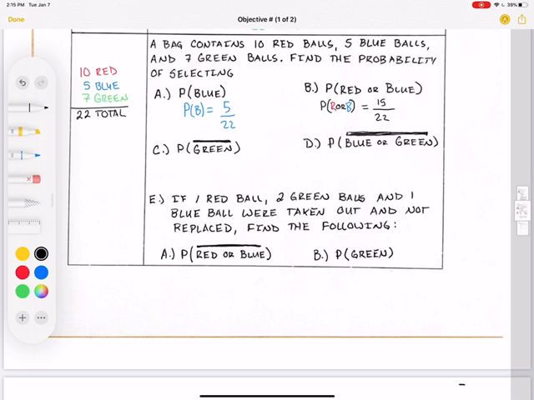The probability that it's not green. Not green. What did we just find? Things that are not green. We literally just found it in example B. Not green would be things that are red or blue. So again, the probability that they are not green is going to be 15 over 22.